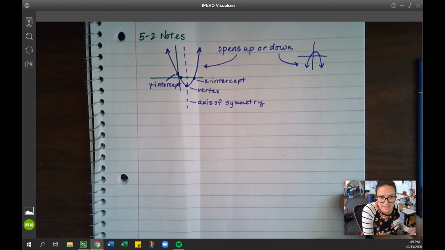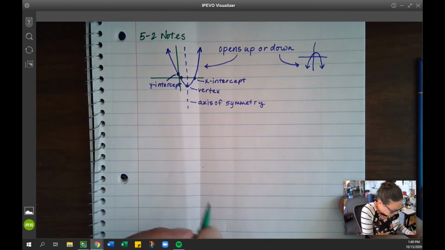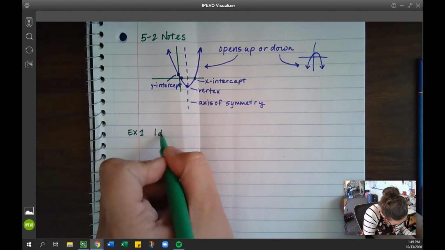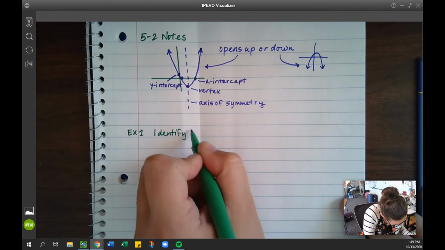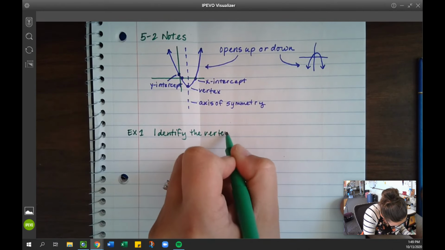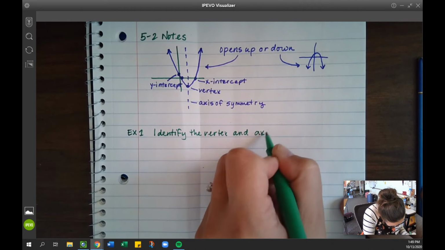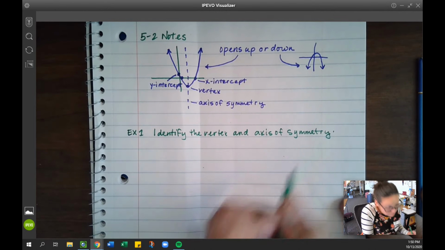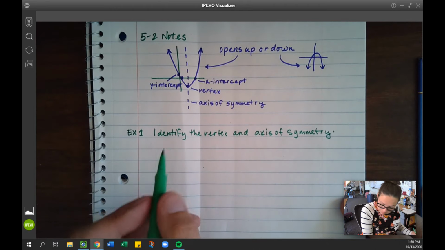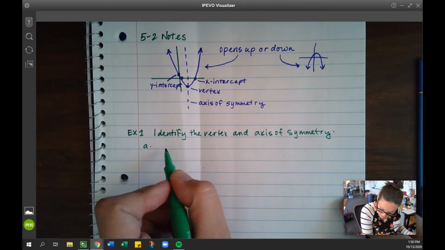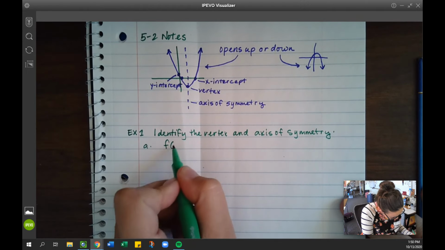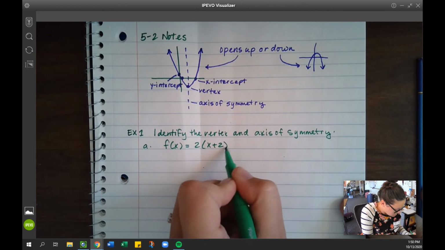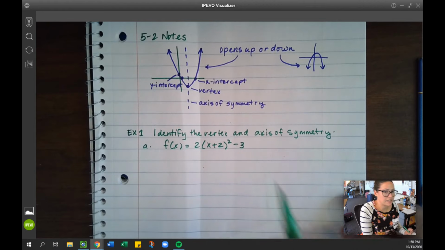All right, so let's see how we apply this to a specific example here. Identify the vertex and axis of symmetry. A, my function is f of x equals 2 times x plus 2 squared minus 3.